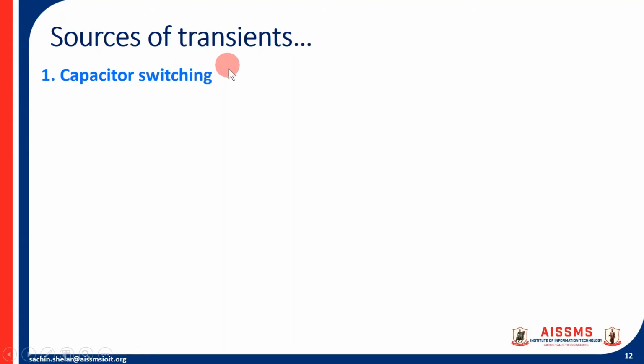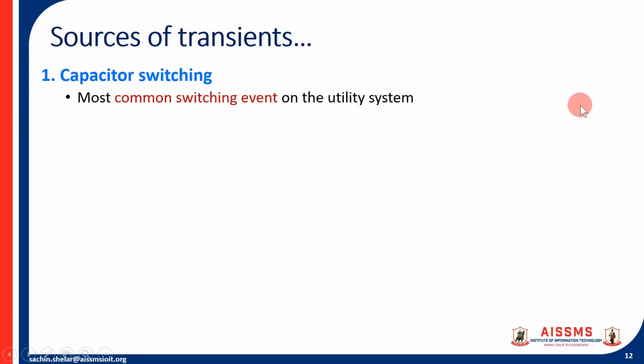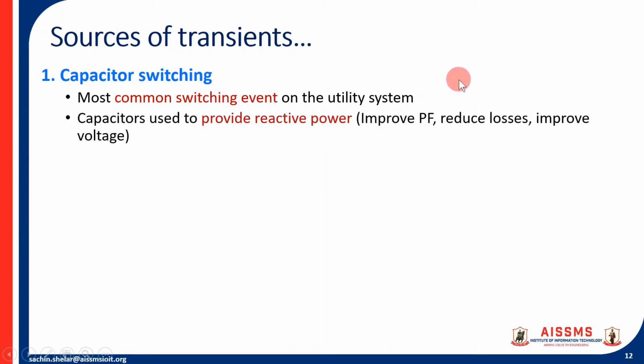First, capacitor switching. This is the most common switching event observed on the utility system. As you are aware, capacitors are used to provide reactive power to improve the power factor, which reduces the losses and improves the voltage. So it's common to use capacitors in the utility as well as at the customer side.